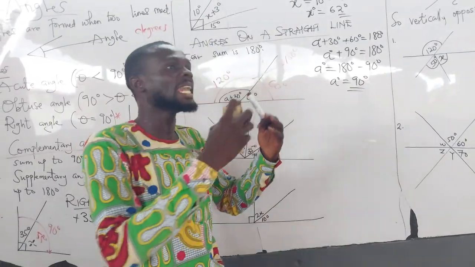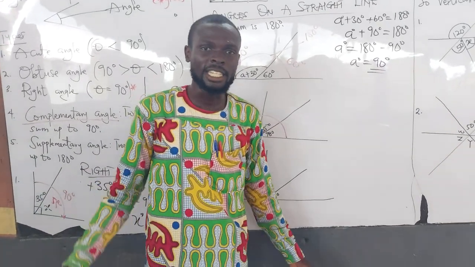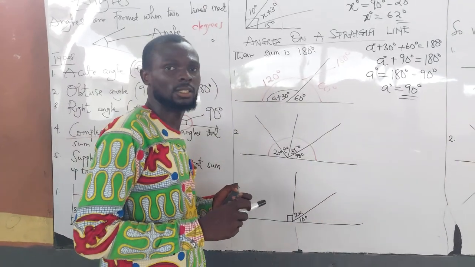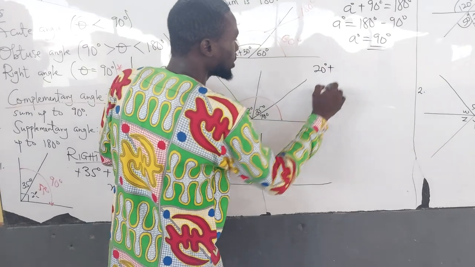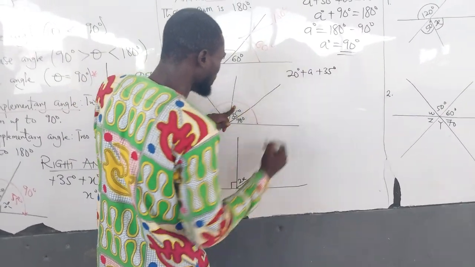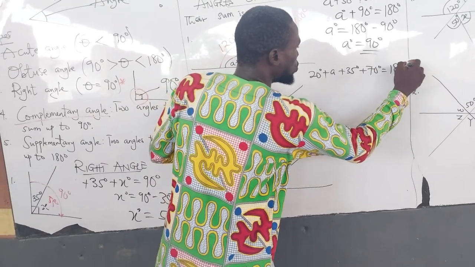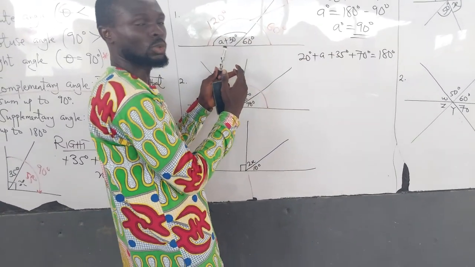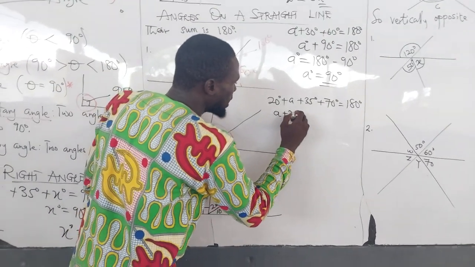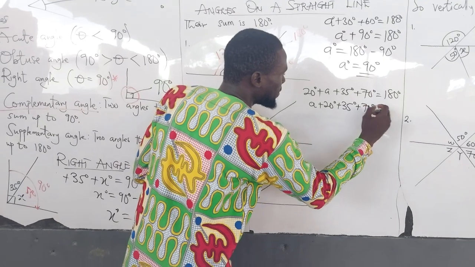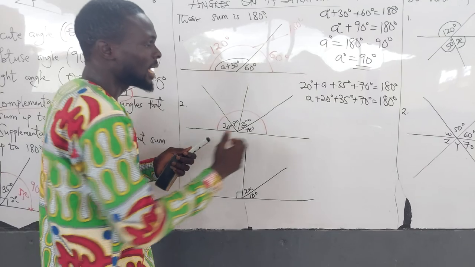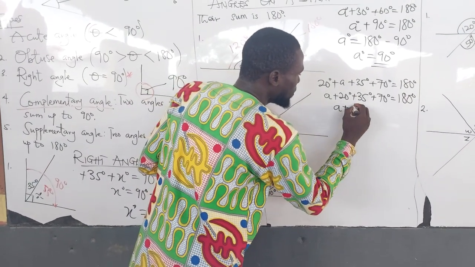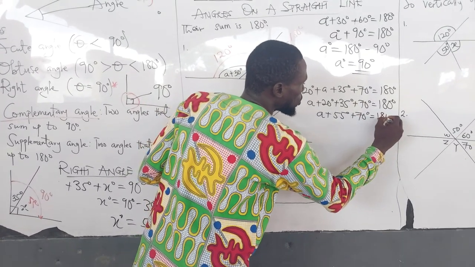So what we have to know is that anytime the angles are on a straight line, it is 180 degrees. Good. So sum all the angles here and equate it to 180 degrees. We are going to say 20 degrees plus A plus 35 degrees plus 70 degrees is equal to 180, since it is on a straight line. First add the numbers on this side of the equal sign, or you can say group like terms. So you have A plus 20 degrees plus 35 degrees plus 70 degrees is equal to 180 degrees. Now sum these together. If you sum this and this, you get A plus 55 degrees plus 70 degrees is equal to 180 degrees.